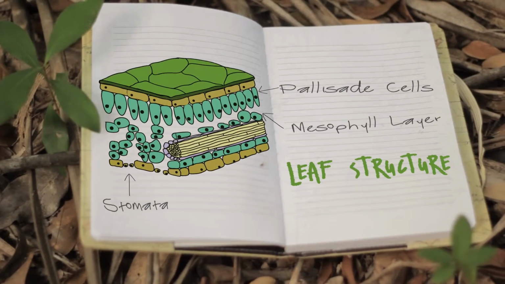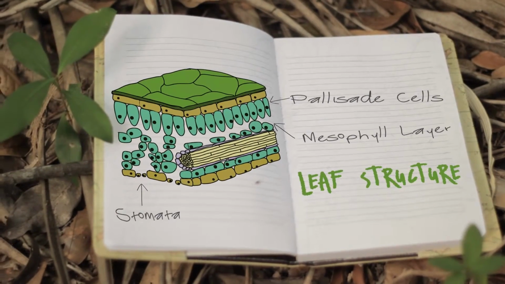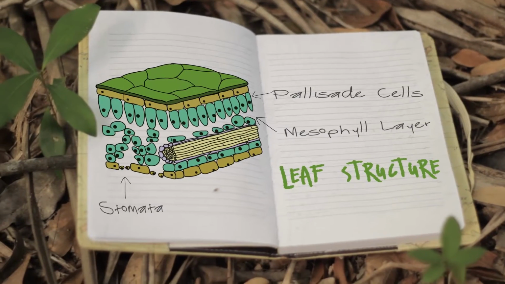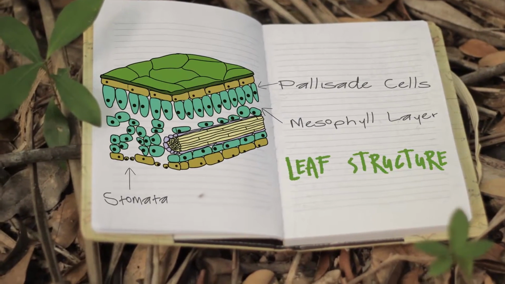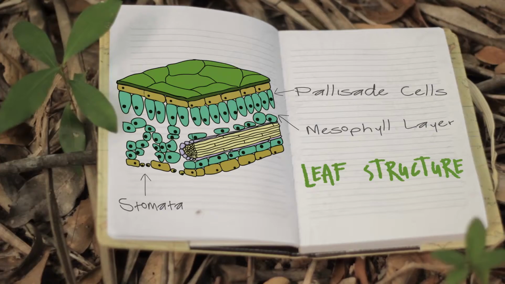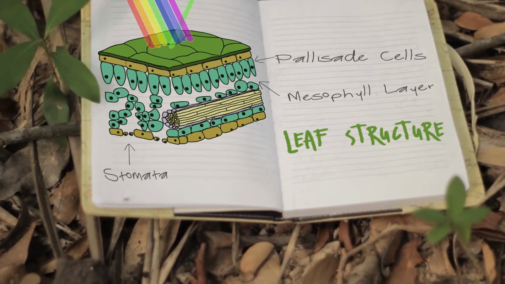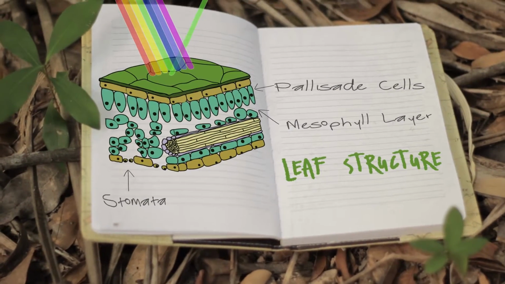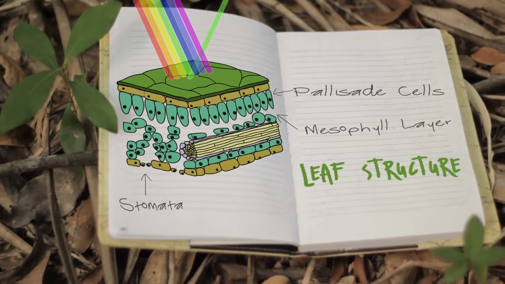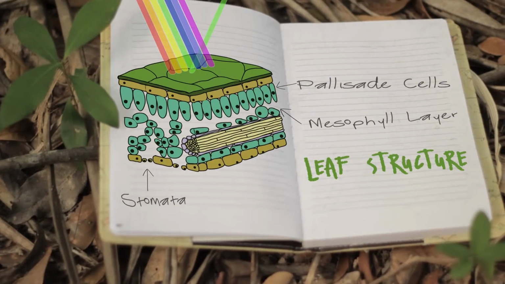These cells contain lots of chloroplasts. It is these chloroplasts which contain the chemical chlorophyll. Chlorophyll takes the energy from the sunlight and absorbs the red and blue light to use in photosynthesis. The green light is reflected, and this is why plants look green.